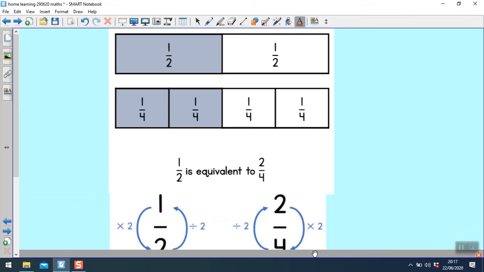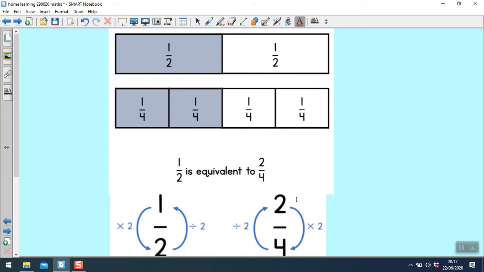There's a pattern that we can use when helping us with things that are equivalent to a half. The numerator is 1, the denominator is 2. So the numerator multiplied by 2 equals 2, and the denominator divided by 2 equals 1. So 1/2 is the same as 2 quarters. The numerator multiplied by 2 gives us 4 as the denominator, and the denominator divided by 2 gives us 2 for the numerator.